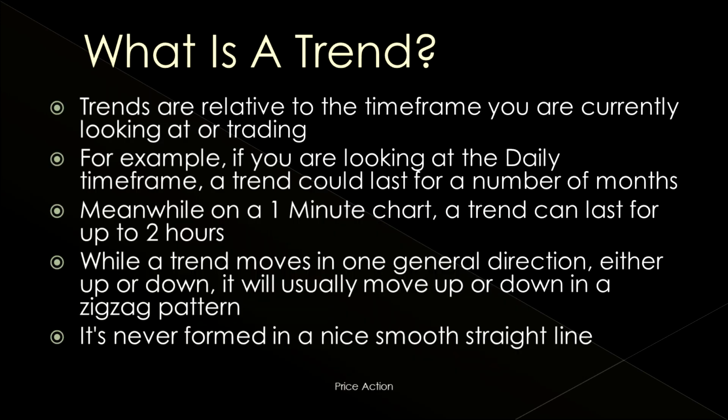Now, trends are relative to the time frame you are currently looking at or trading. For example, if you're looking at the daily time frame, a trend could last for a number of months. Meanwhile, on a 1-minute chart, a trend can last for up to 2 hours. While a trend moves in one general direction, either up or down, it usually will move up or down in a zigzag pattern. It's never formed in a nice, smooth, straight line.